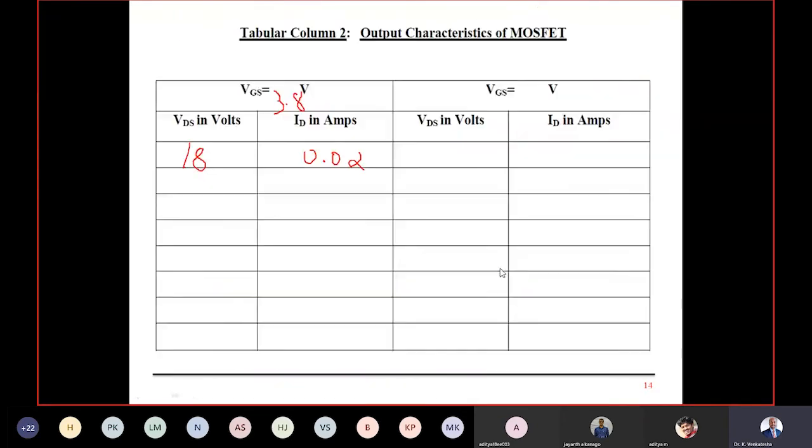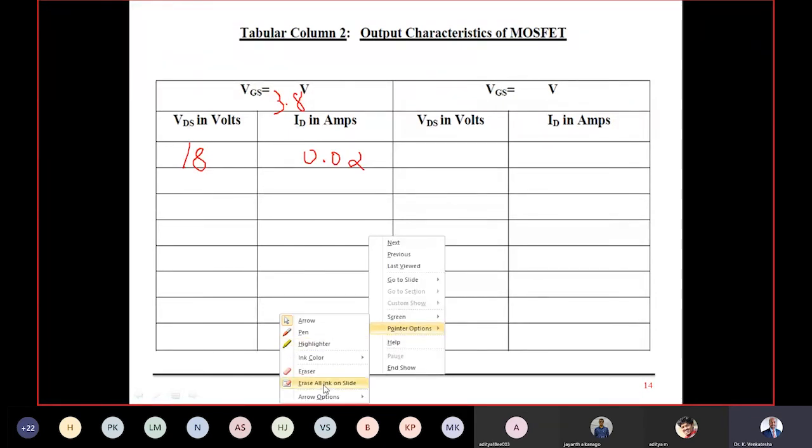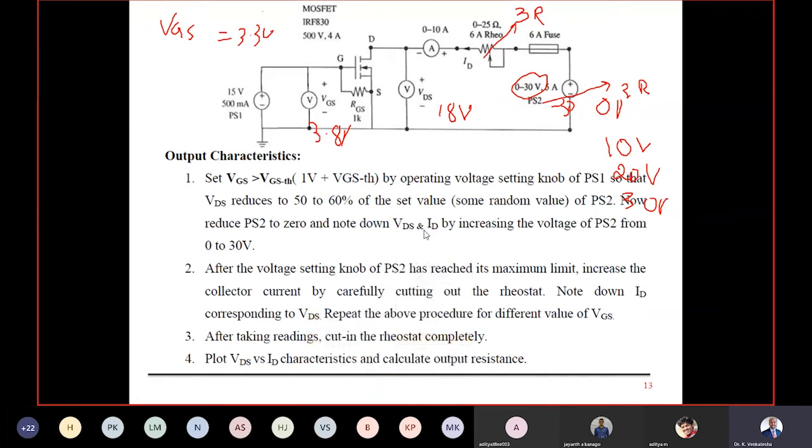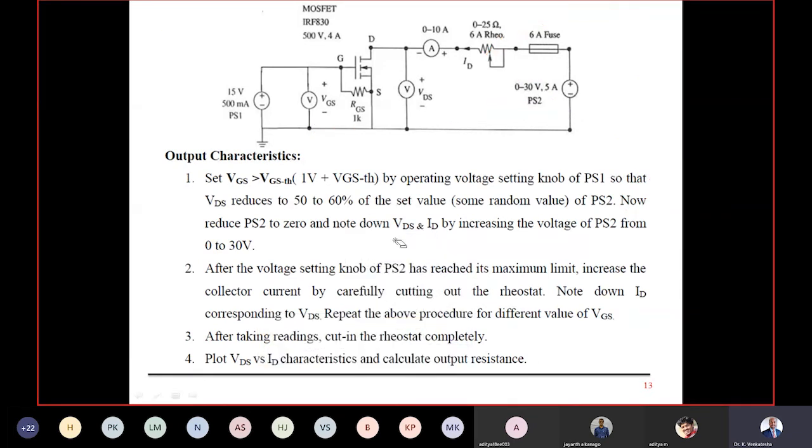Okay, let me tell the procedure once again. Carefully observe. First step: set PS1. Initially, the condition will be PS1 at 0 volt, PS2 at 30 volt, and the rheostat in cut-in position. Everything is in the initial conditions, which is not told here. Initial condition: PS1 0, PS2 30 volt, rheostat cut-in, and the current knobs of both the VRPS at maximum always. Those are the initial conditions.